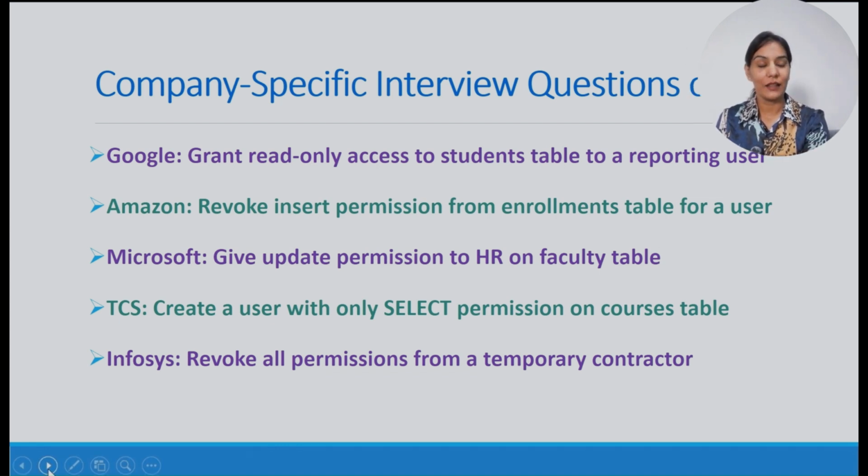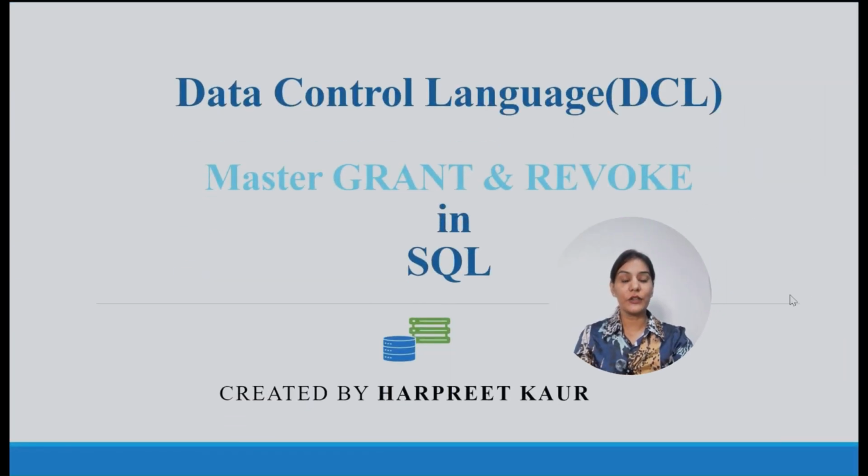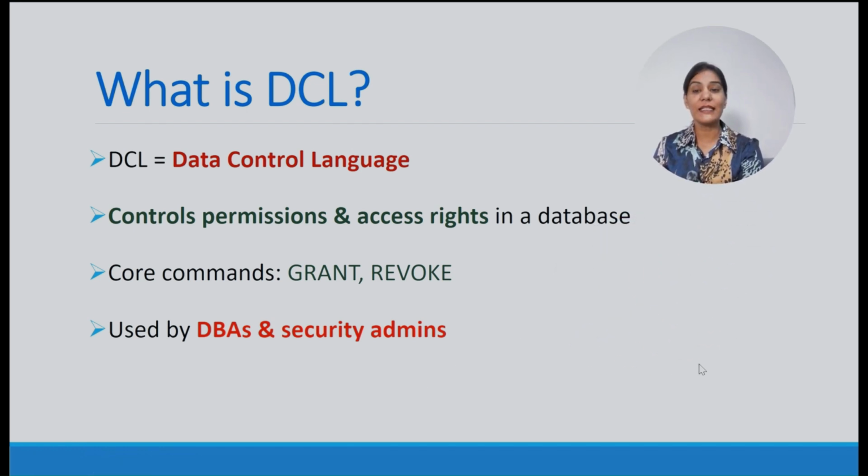So what is that? Let's discuss that one. That is DCL, data control language. So we are going to master grant and revoke commands by using the concept of DCL. So now what is DCL? DCL stands for data control language. Control permission and access rights in a database are granted by using these commands. There are two main commands under this category that play a really great role here. That is the grant and revoke commands.